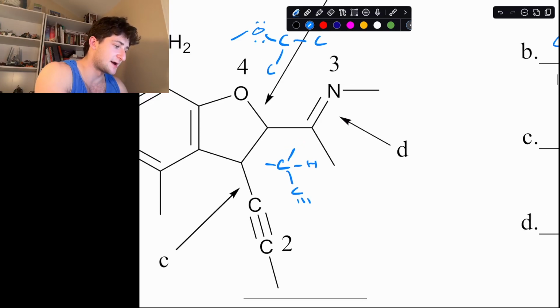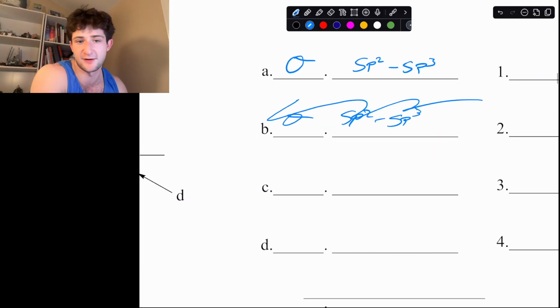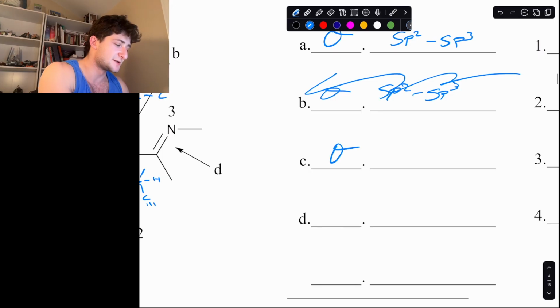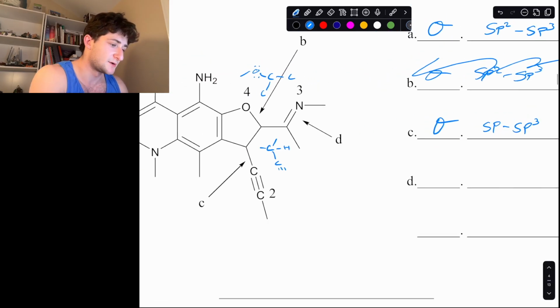Actually, there is the implied hydrogen. I don't know what's up with B. Scratch this one. I don't know what's going on with that. But this one, sigma again, sp, sp3. Nice. All right, D.